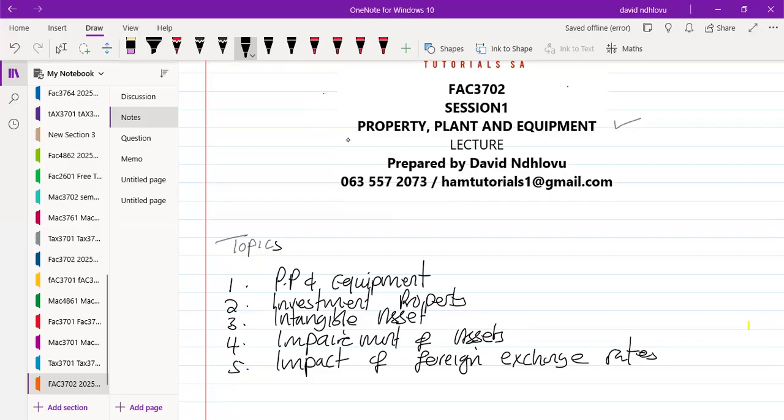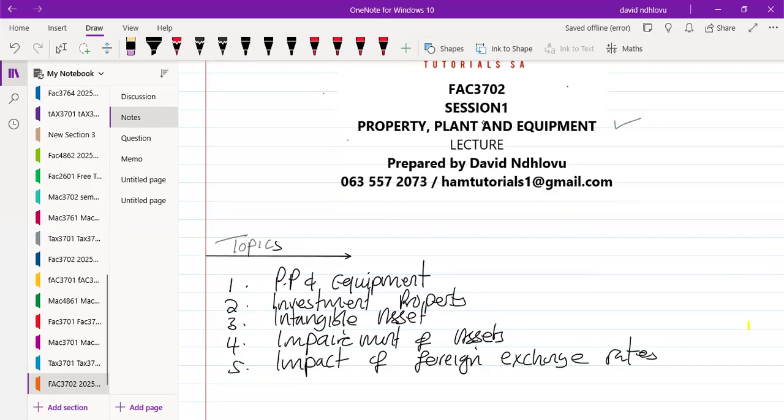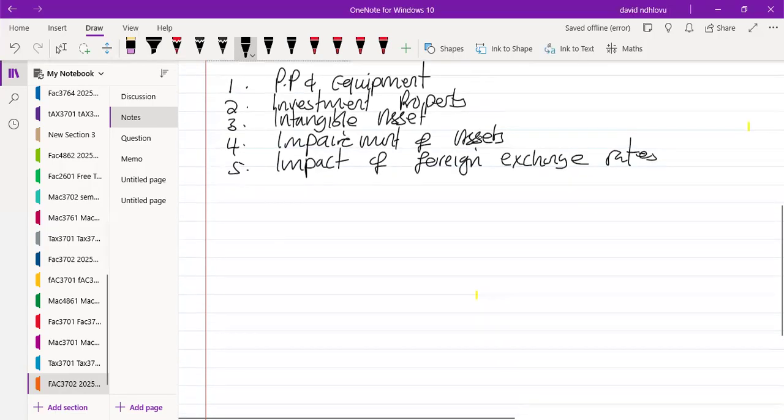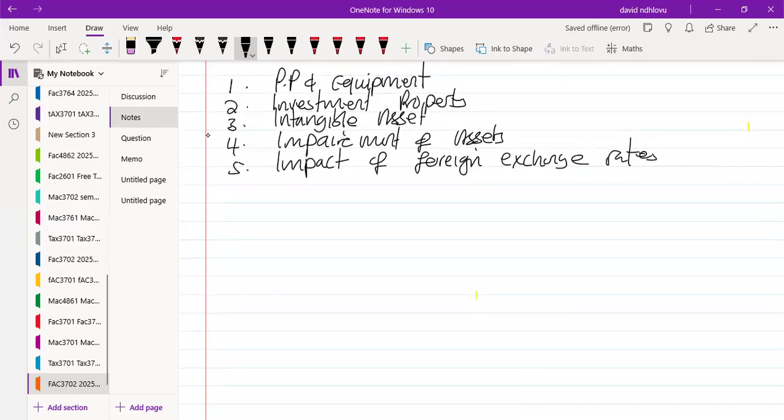Which means usually, because it's a few topics, they are able to examine everything in an exam. So we need to make sure that we cover all the sessions, all the topics mentioned in the syllabus. I would like to believe that FAC 3702 is one of the strongest syllabuses at that level. If you do a good job, you must aim for a distinction on this one. Right, let's start on property, plant, and equipment.